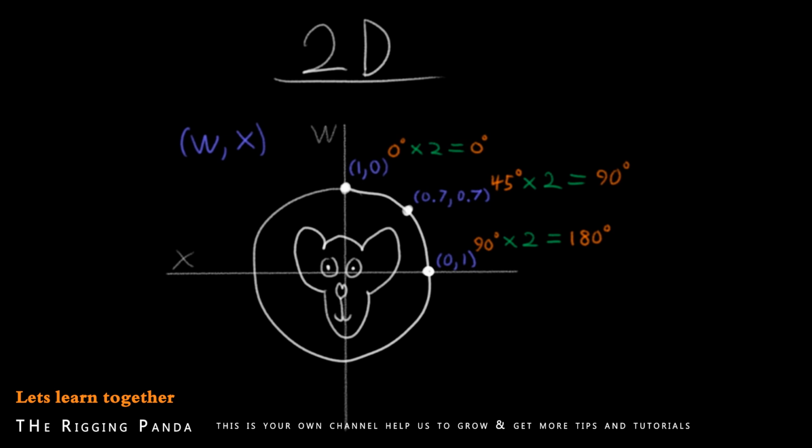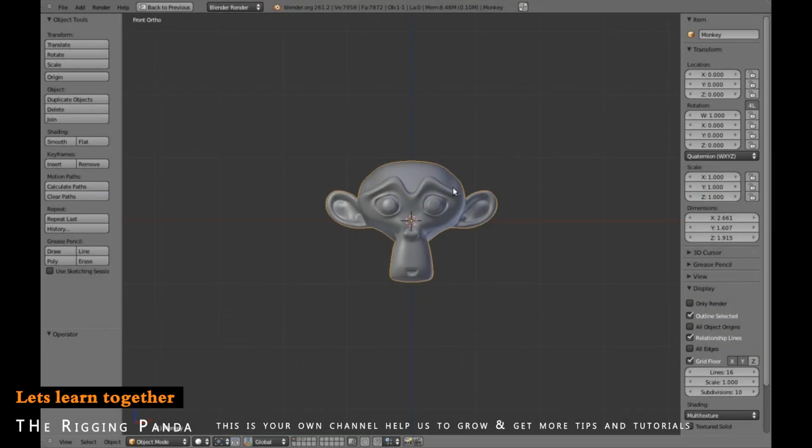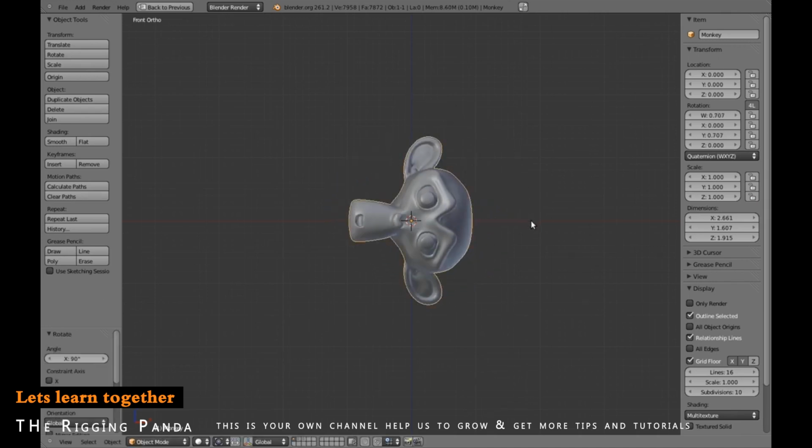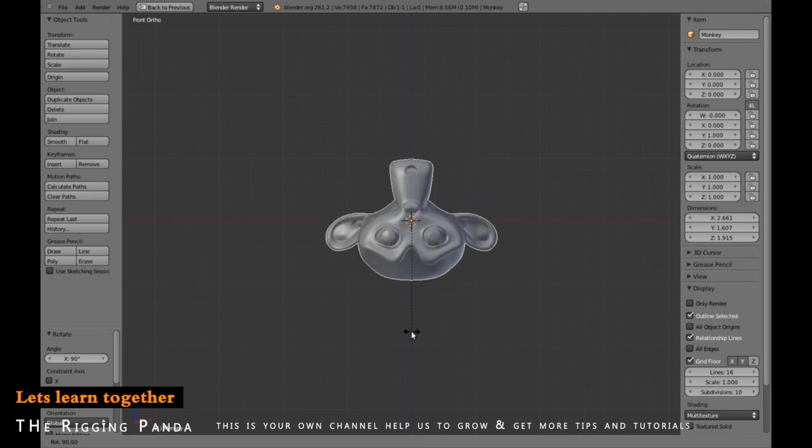So let's try it out in Blender. We have this monkey head, and its rotation mode is set to quaternion. As we rotate it on one axis, say 90 degrees, we see that the values relevant to that axis shift approximately to 0.7, 0.7 as we predicted, because 0.7, 0.7 is 45 degrees when plotted on a circle, and the double of 45 degrees is 90 degrees. And as we approach 180 degrees, the axes shift to 0, 1, also as we expected. And this works for the other axes too.